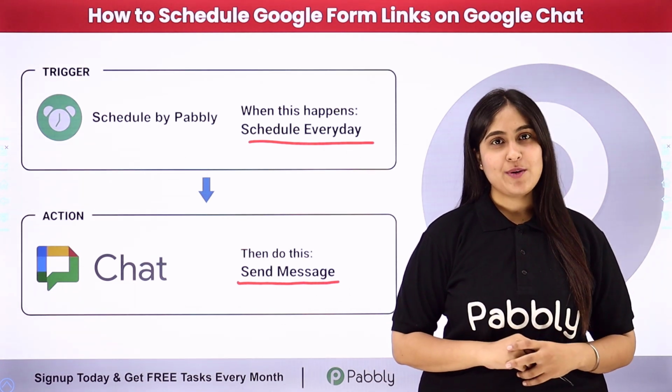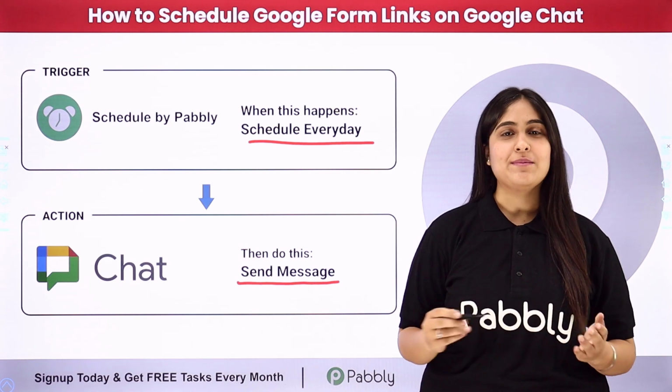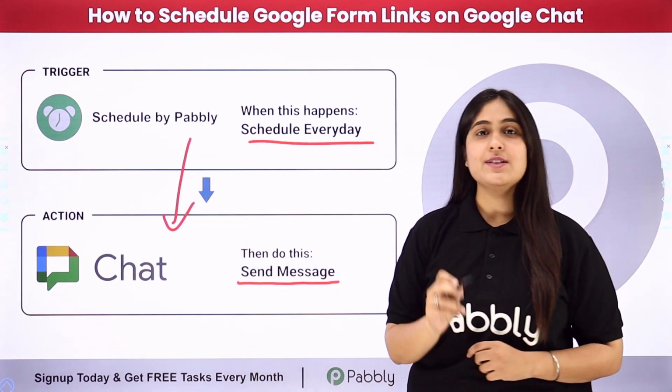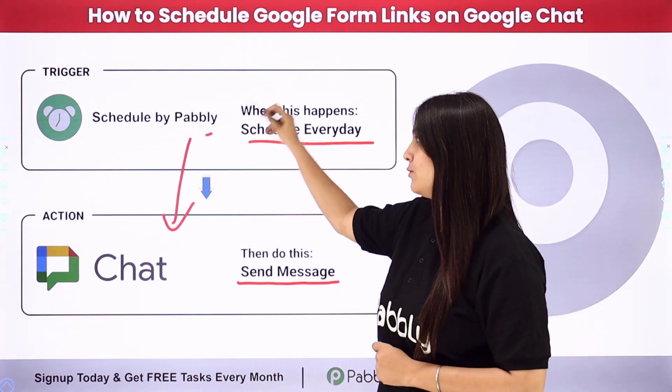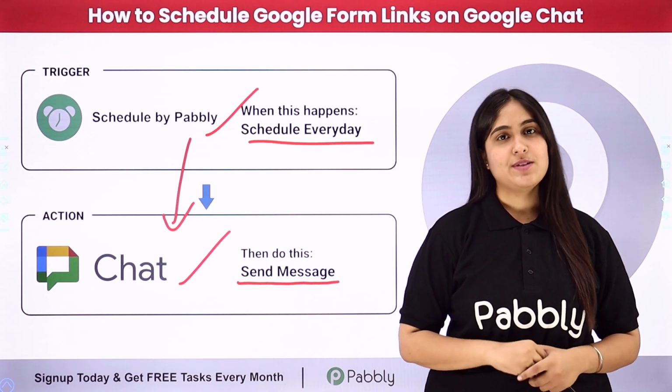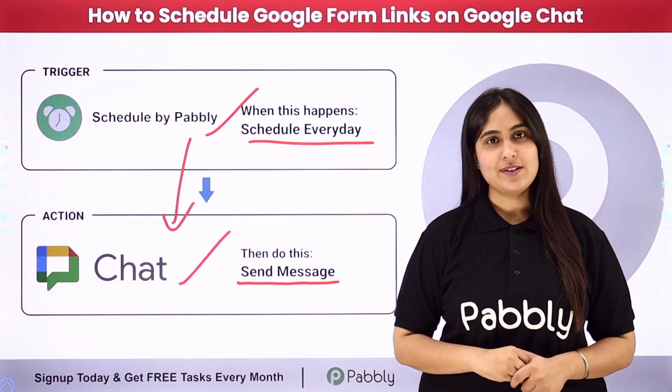So to automate this process, we will use an automation software named Pabbly Connect, in which we need to connect a trigger and an action. So in this process, our trigger application will be Schedule by Pabbly and our action application will be Google Chat. So to learn this process step by step, let me take you to my screen.